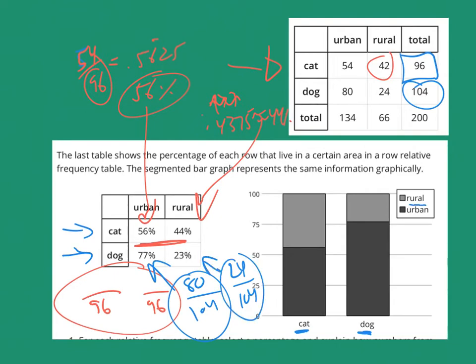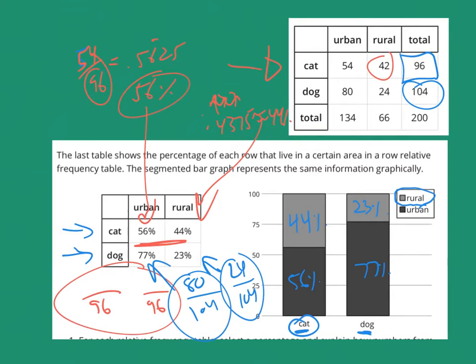So when I look at the rural, the light gray represents rural, that's going to be 44% of the rural is cats, 23% for the dogs. And then down at the bottom, for cats, the urban is going to be 56, and then 77. And when I add these up, 56 and 44 adds up to be 100. And when I add the 23 plus the 77, I get 100. As long as I've rounded correctly, I should be spot on there.